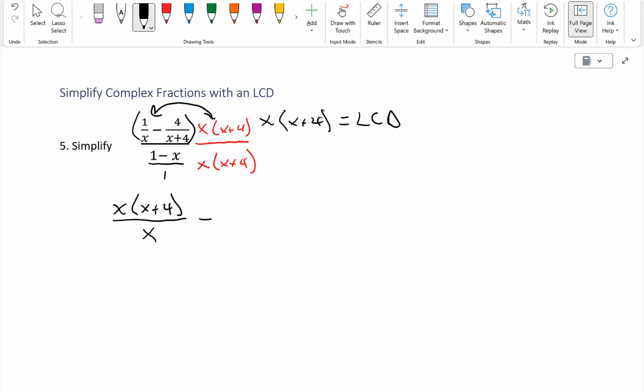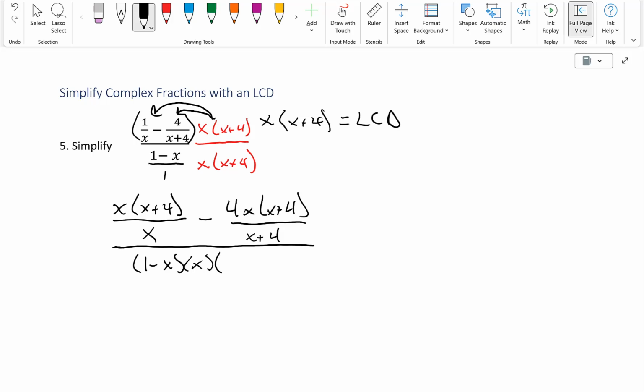When we distribute into the second term up there, the minus 4 over x plus 4, we'll get a 4x times x plus 4 in my numerator over that x plus 4 from the denominator. And my whole denominator was already over 1, so we're just multiplying those 3 factors together. The 1 minus x times x plus 4.